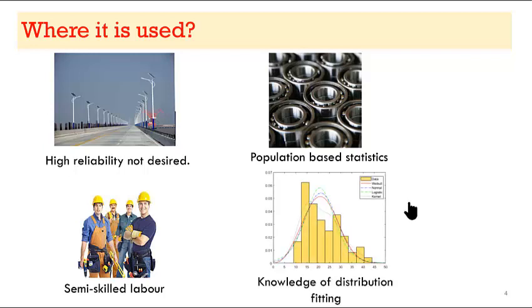In these cases, laborers only require distribution fitting, and that can be done either in Excel or on some handheld devices also. So they can fit a distribution and they can plan for the reliability of the system or the future remaining useful life of the system. So this approach is useful in cases where highly skilled laborers are not available.